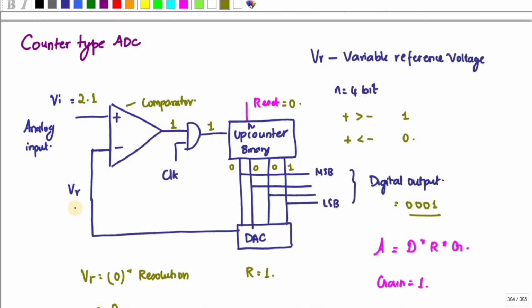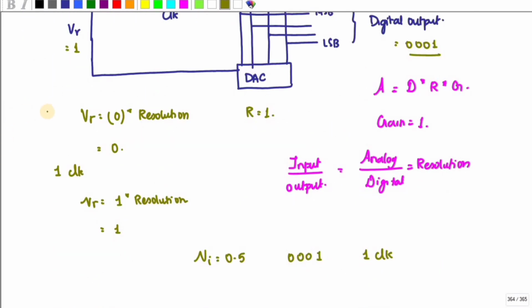Okay, so again my clock, this compared output goes to 1. I'm going to apply another clock. So now it becomes 1 0, right? So this is the first clock and this is the second clock, right?